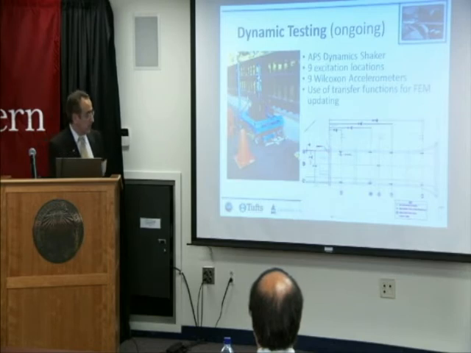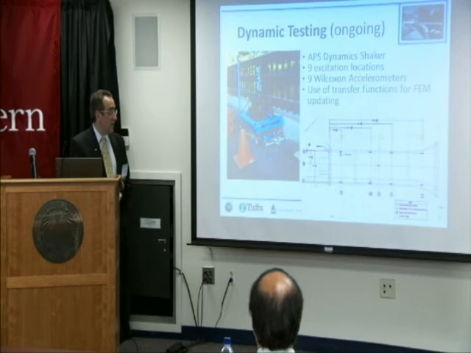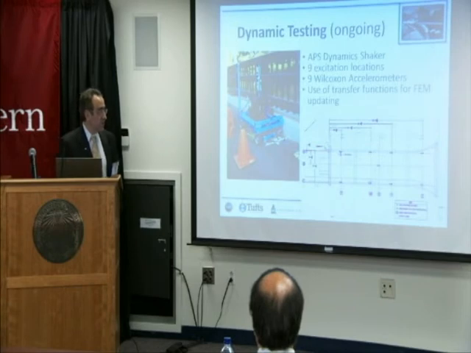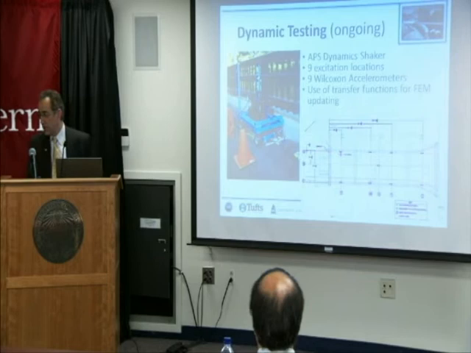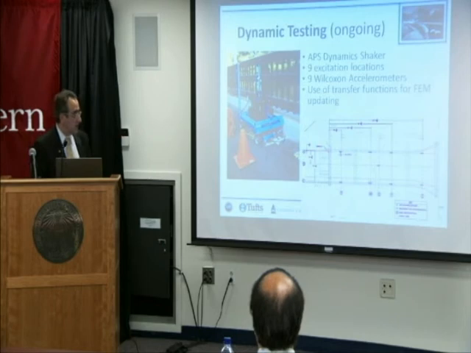Ongoing research is that we also recently did a second test with dynamic testing, using an ATS dynamic shaker with 9 high precision accelerometers and 9 locations of excitations. 9 times 9 gives us 81 transfer functions in frequency domain, and JC is using that data for model calibration. So we are going to have both static and dynamic model calibrations.